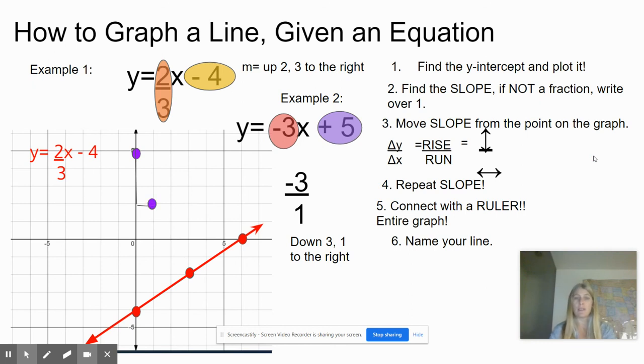I'm going to repeat this slope as many times as I need to find a good, accurate representation of my line before I connect it with a ruler. So I'm going to go down 3 and 1 to the right, down 3 and 1 to the right. Now that I can see where my line is, I'm going to take my ruler out, and I'm going to make a solid line taking up my entire graph and add arrows on the ends. I'm finishing up by naming my line, and as you can see, my purple line is y equals negative 3x plus 5. And that, ladies and gentlemen, is how to graph a line given an equation.